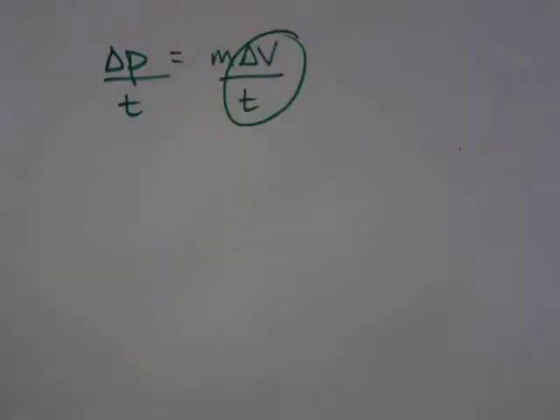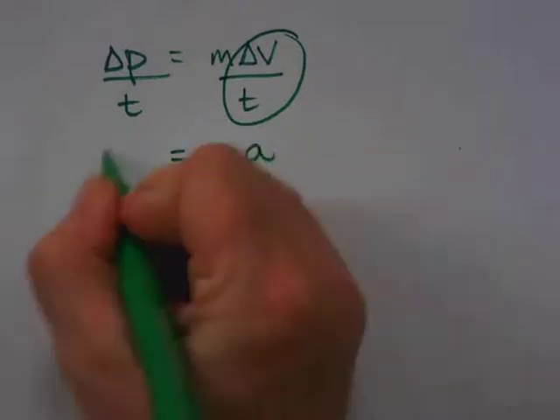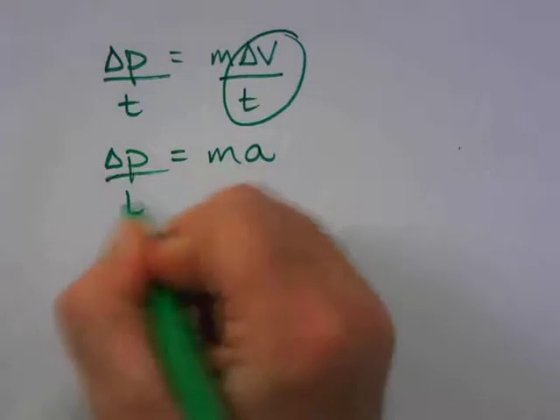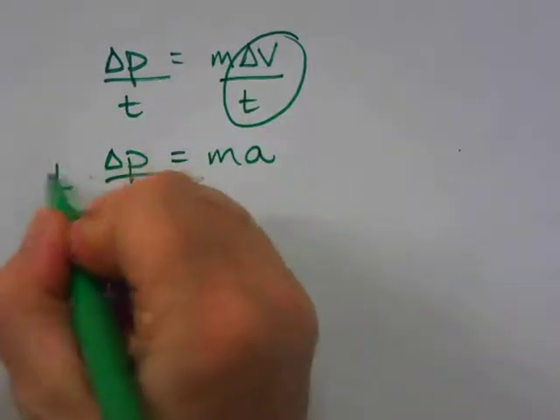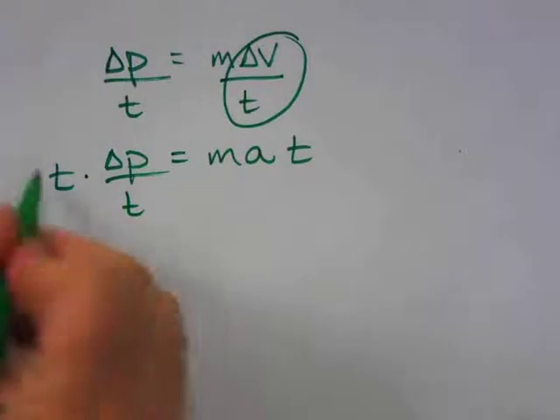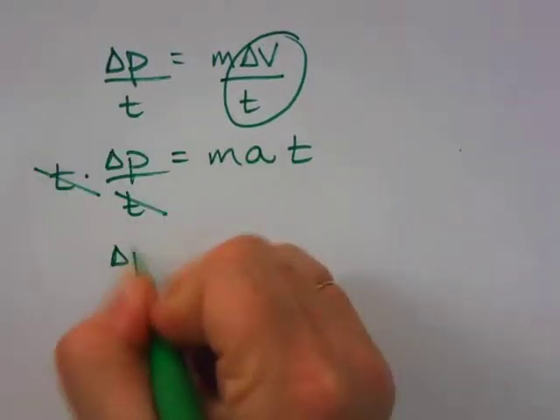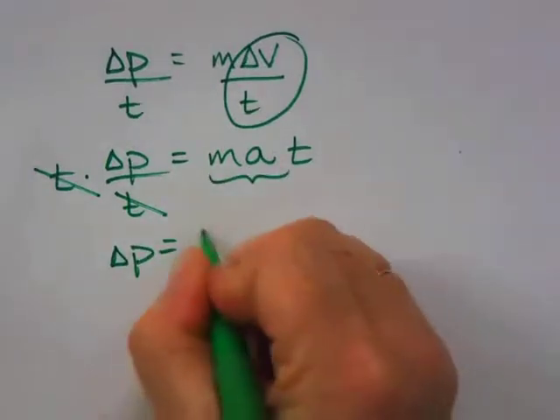Another way to say change in velocity over time is acceleration, right? So I'm just going to substitute acceleration and carry that down, so change in momentum over time equals ma. And then, because I can, I'm going to rearrange some variables again, so I'm going to multiply both sides by time. So that cancels. Now I'm back to change in momentum. And what's another way to state ma? Force, good.